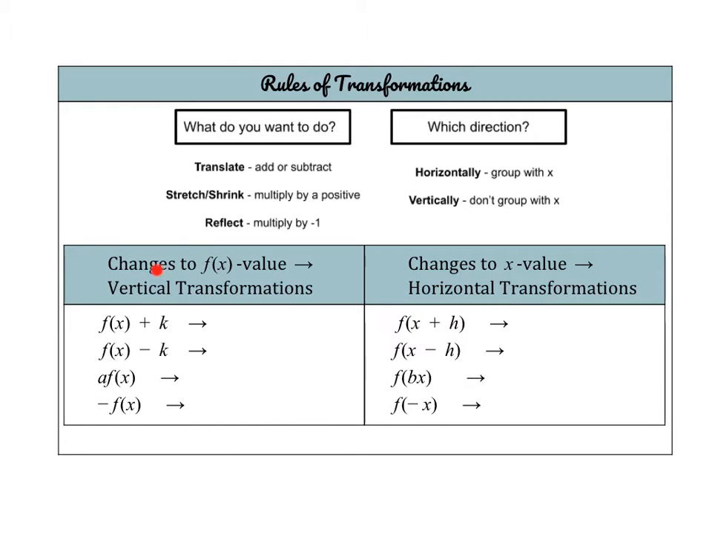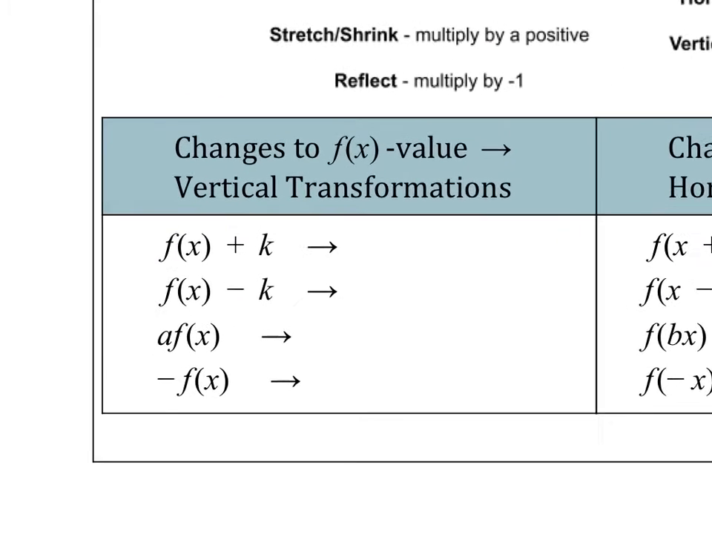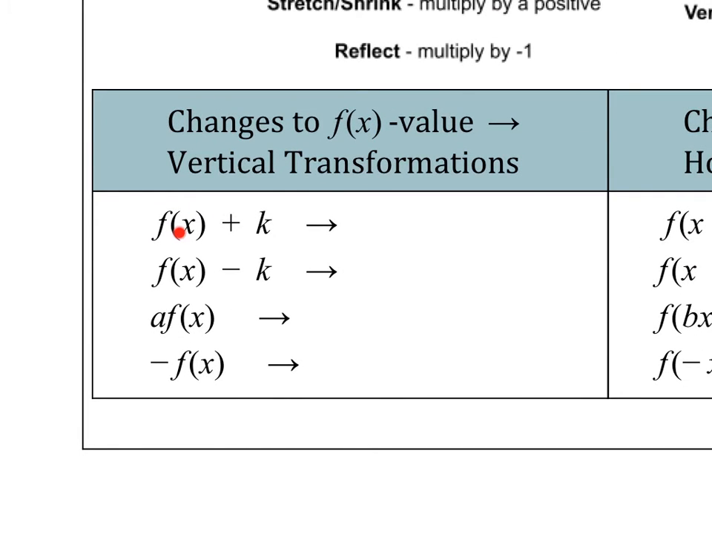So here are all of the vertical transformations that we're going to be doing, and we can do them by changing the f of x, which is the same as the y value. Notice here, this first one, you have f of x, and then we added k. Anytime you add a number to your y value or to f of x, it's going to shift or translate your graph up. Anytime you subtract from f of x, it's going to shift your graph down.